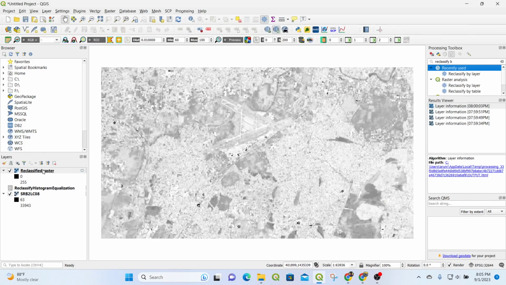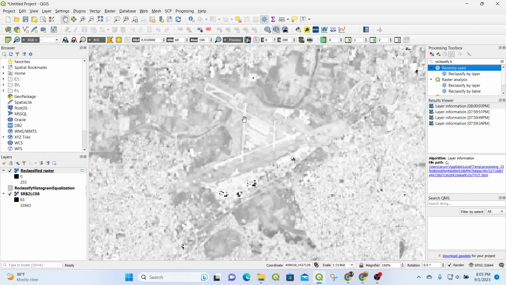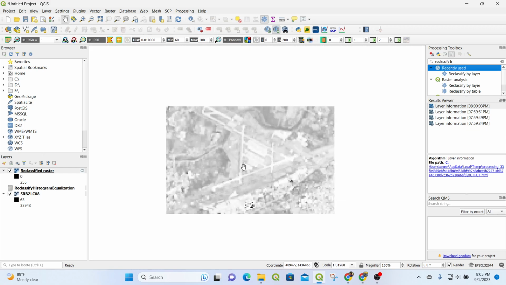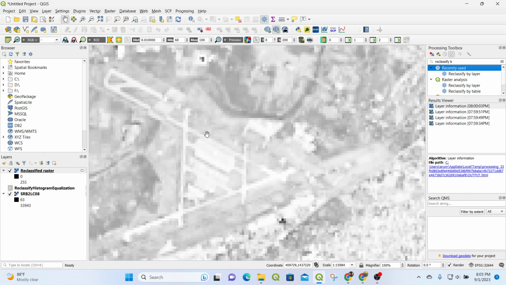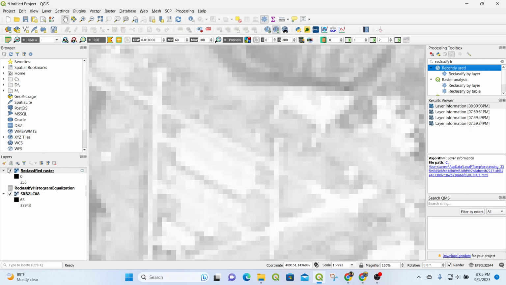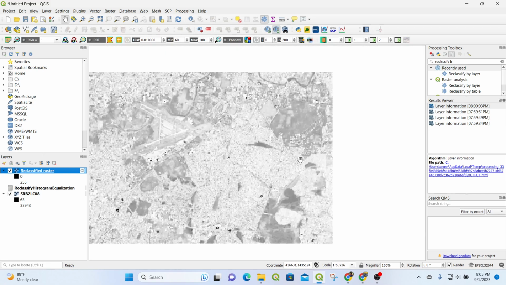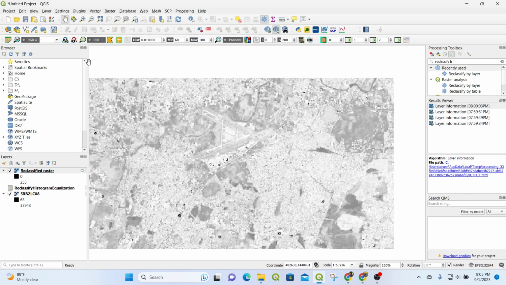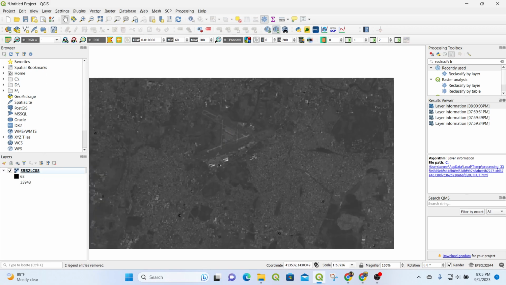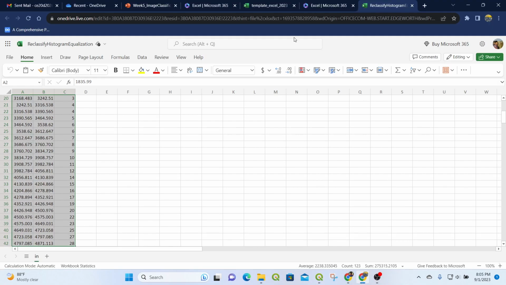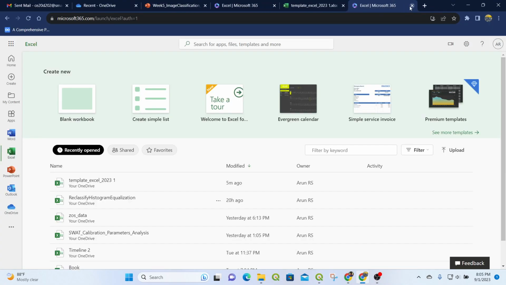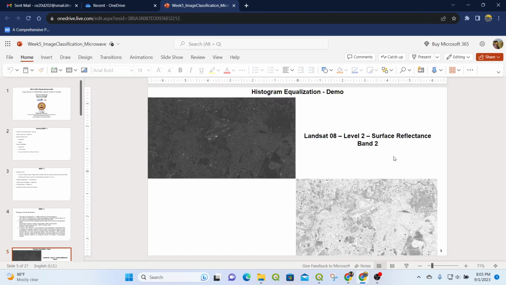So now we can see the histogram equalization has been applied, and your image is enhanced. The edges of the runway are now more clearly visible than in the blue band data. And like this you can do it for your own data. I have shared this data as well, so you can try it out on your own. So this is with respect to histogram equalization. Now you know how to do it.